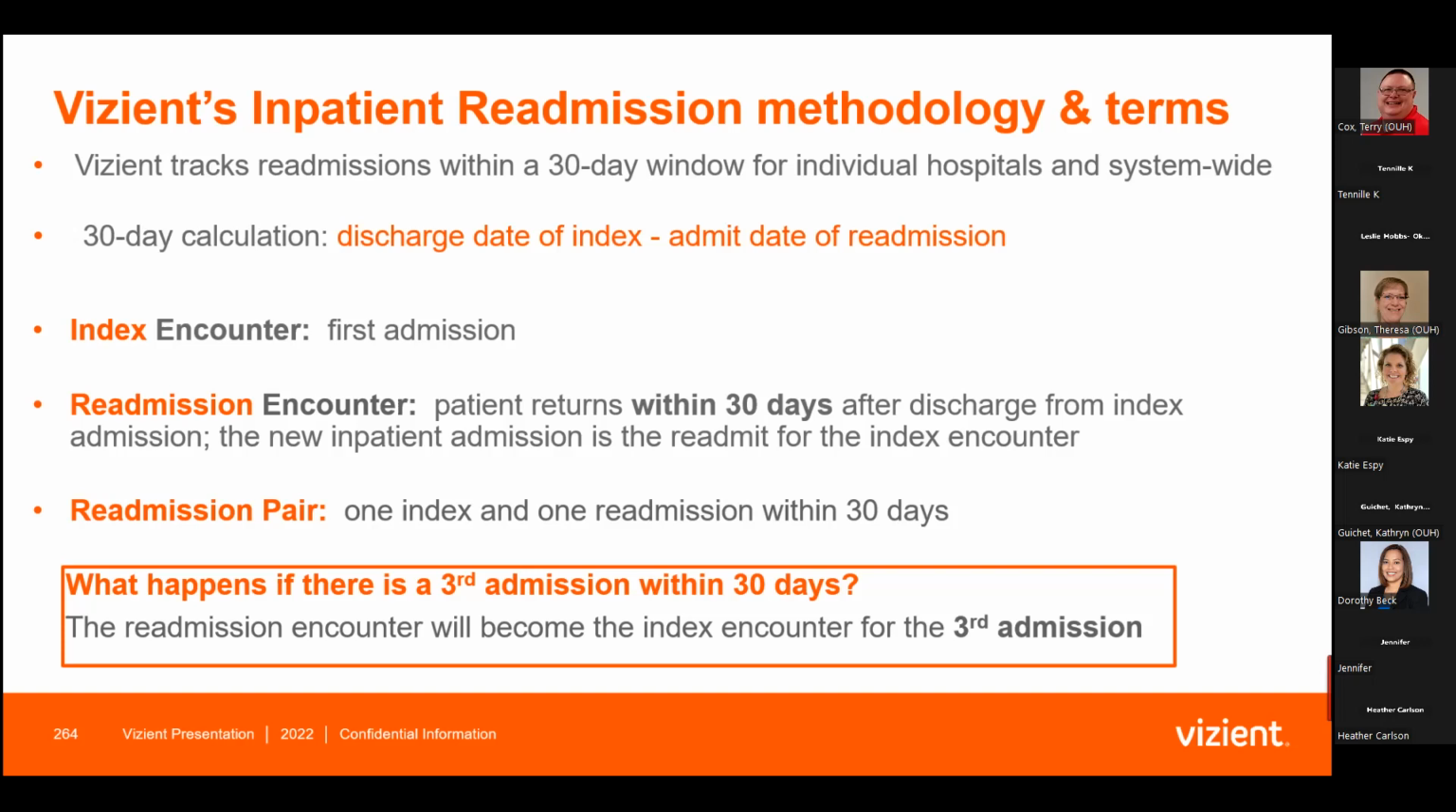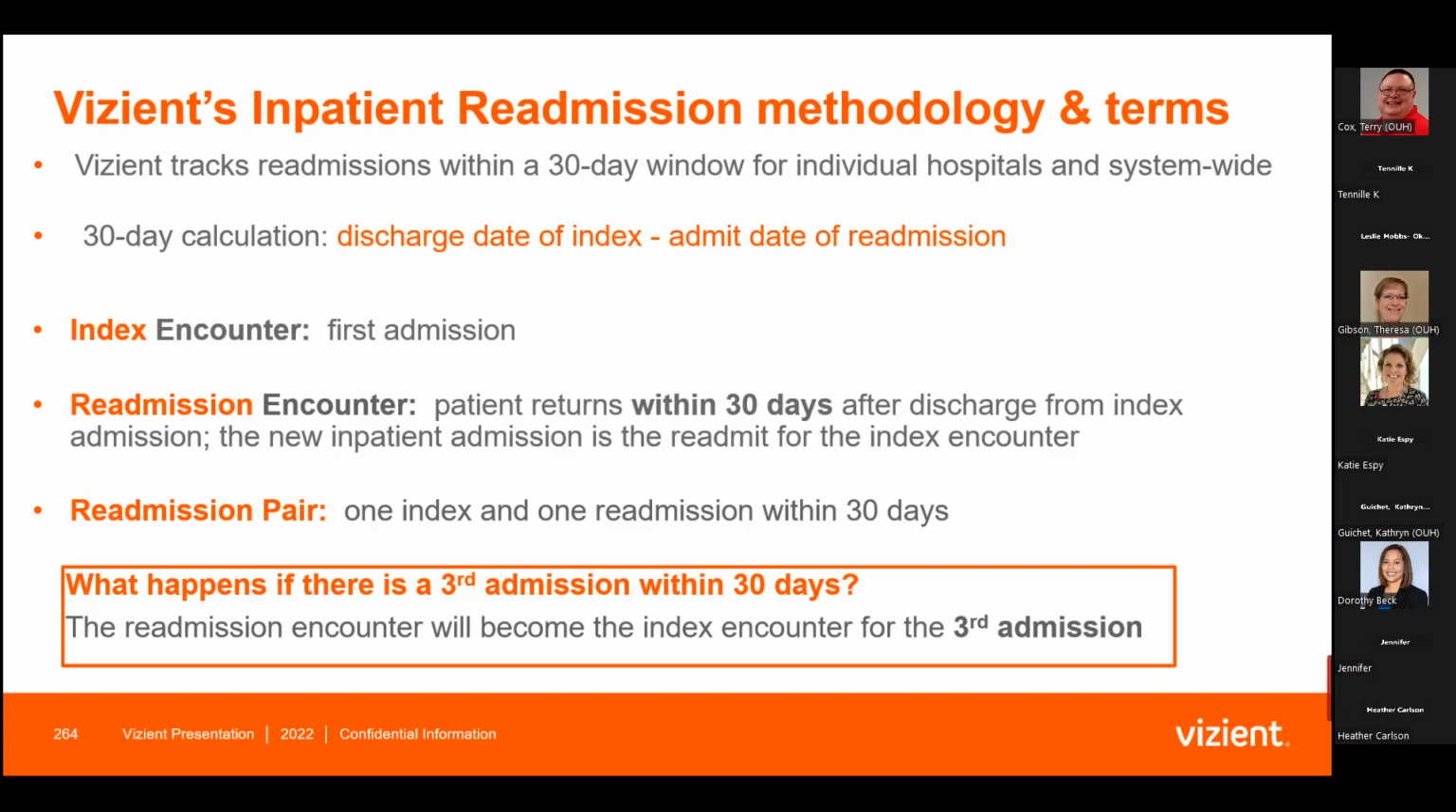Our development team is still looking into the feasibility of that, but as of right now, it's 30-day. And that includes both your individual hospital and if you ever run a system-wide report for readmissions as well. The 30-day calculation seems simple, but we always like to give the definition. It's basically the discharge date of your index encounter minus your admit date. So that's how we're calculating within the 30 days.